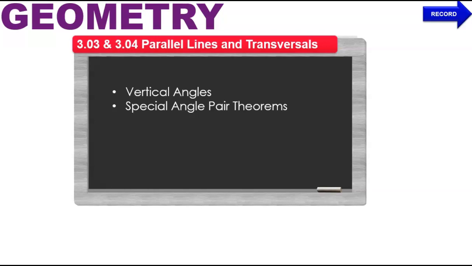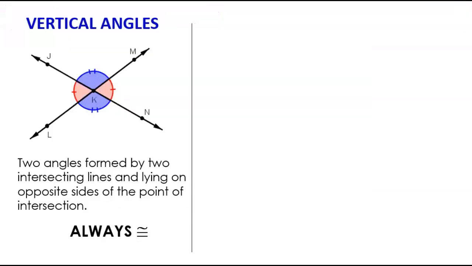Hello everyone. This is a little video over parallel lines and transversals. So this covers 3.03 and 3.04. We're going to review the vertical angles that were talked about in the previous lesson, but then we're also going to talk about the special angle pair theorems. So let's go ahead and start with the vertical angles.